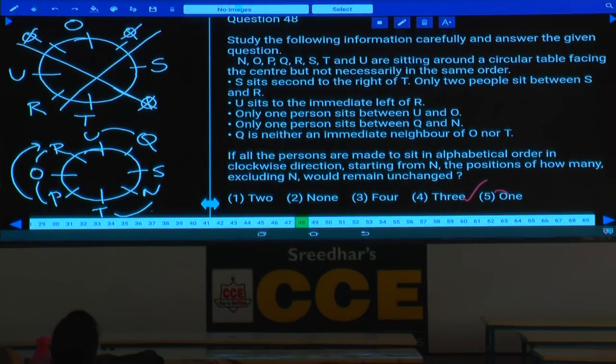Then question number 48. If all the persons are made to sit in alphabetical order in clockwise direction starting from N. Starting from N clockwise. Now N, O, P, Q, R, S, T, U, isn't it? Then how many positions excluding N would remain unchanged? Excluding N, tell me who are the persons remain at the same place? P remain at the same place, R remain at the same place. That's it. Hence, how many persons remain at the same place?